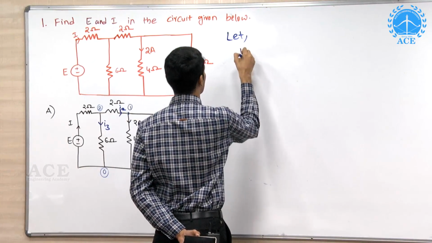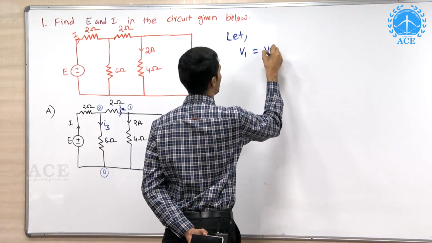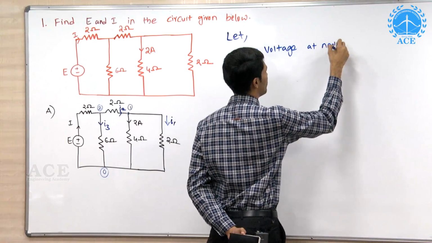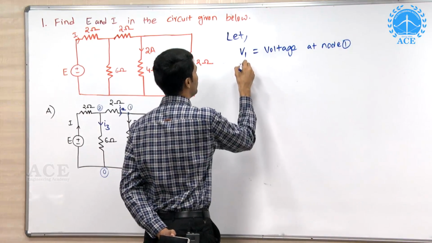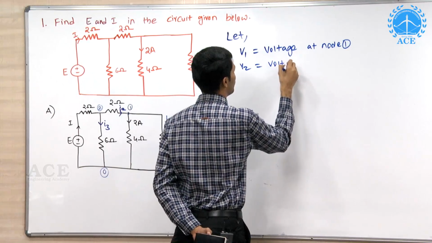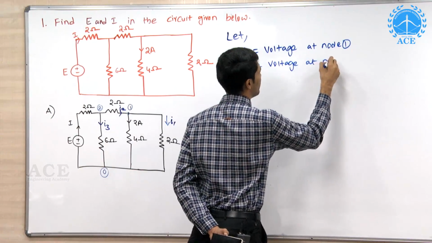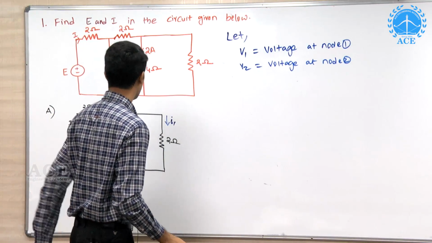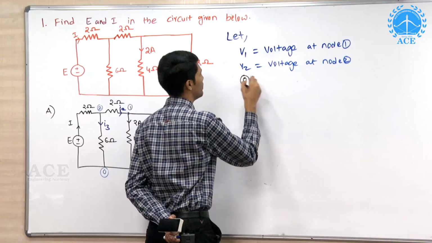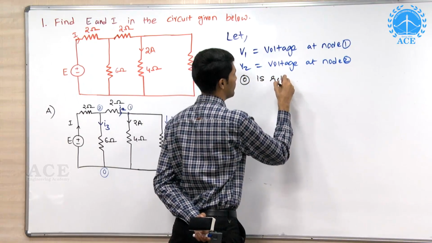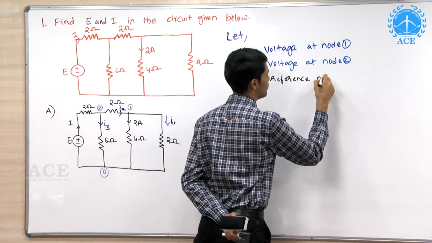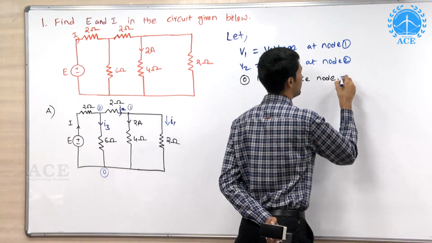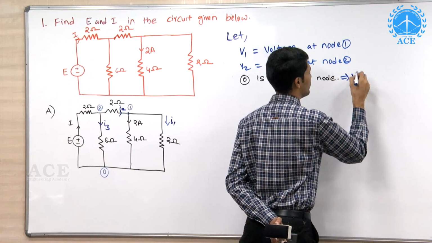Now here, let V1 equal the voltage at node 1 and V2 equal the voltage at node 2. Okay. And 0 is the reference node. And what does this reference node imply? It implies its voltage V0 is equal to 0 volt.